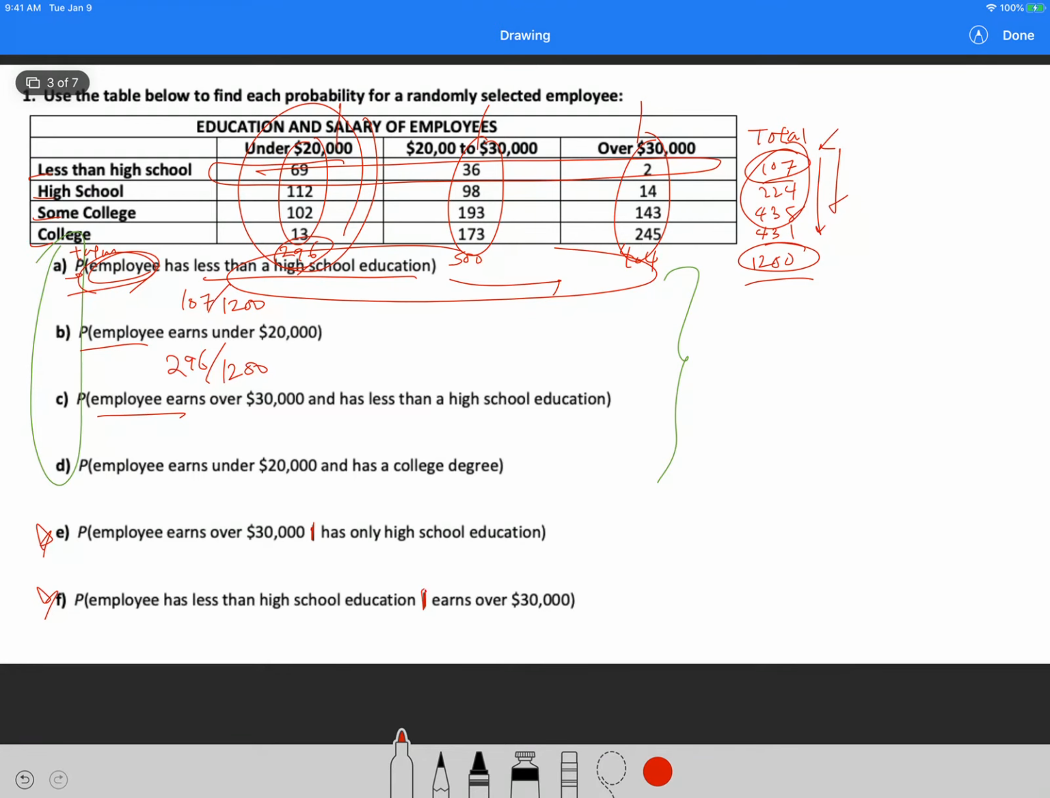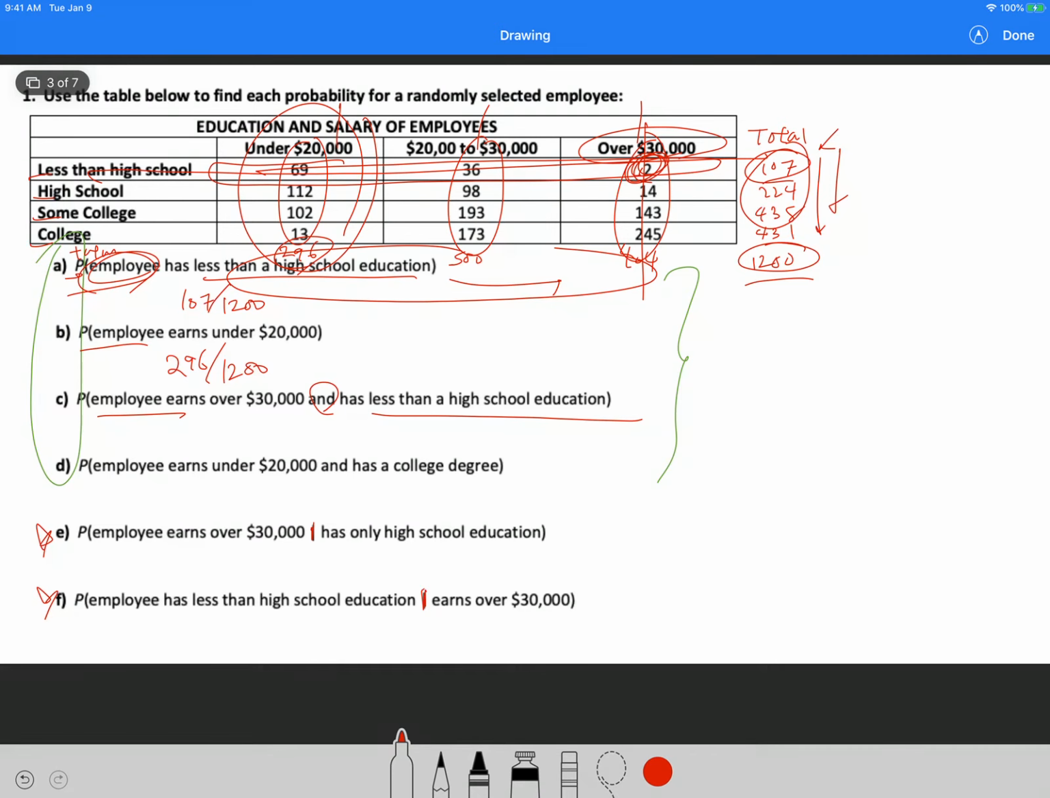An employee earns over 30,000 and has less than a high school education. This is talking about the word "and," right? Not only does the employee earn over 30,000, but they also have less than a high school education, which is just this 2, because they both have to coincide.